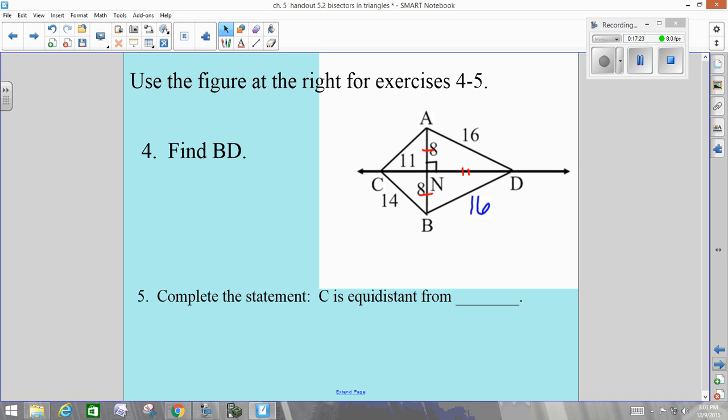Okay, part 5, or number 5. C is equidistant from what to what? We just said here that CD is a perpendicular bisector. It's cutting AB in half, it's making a right angle. So any point on that has to be equidistant to the endpoints. So if C is going to be equidistant from A as it is from B, this would be A and B. Okay, last one.